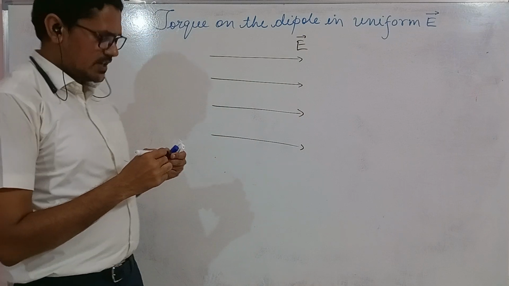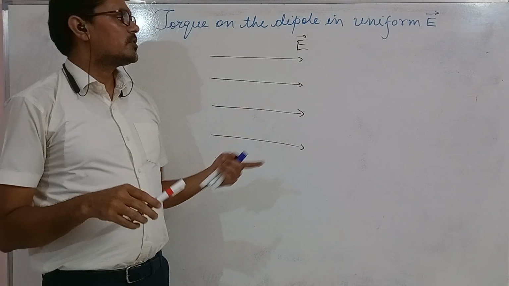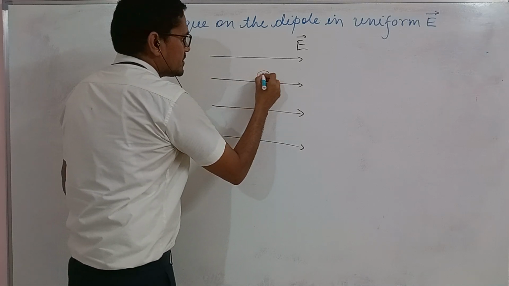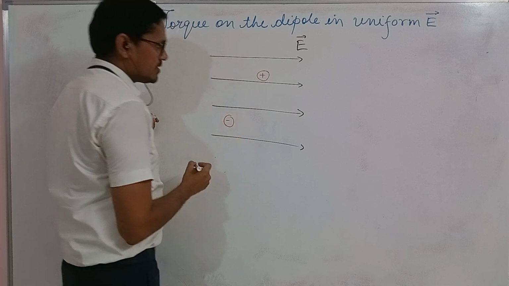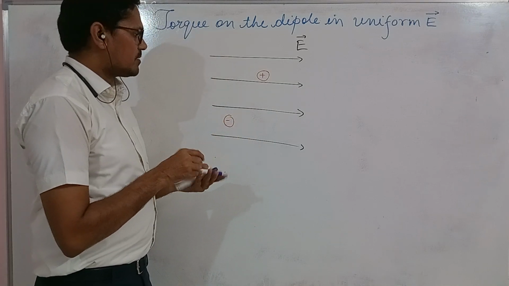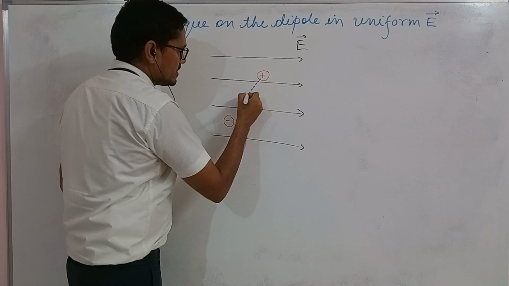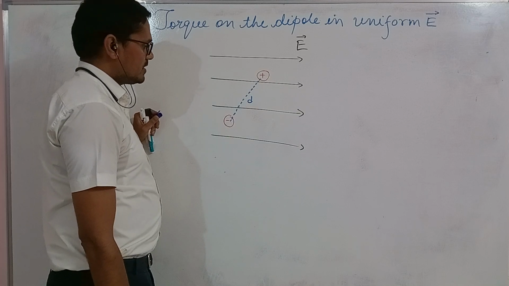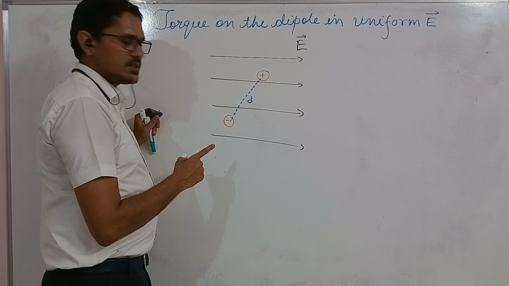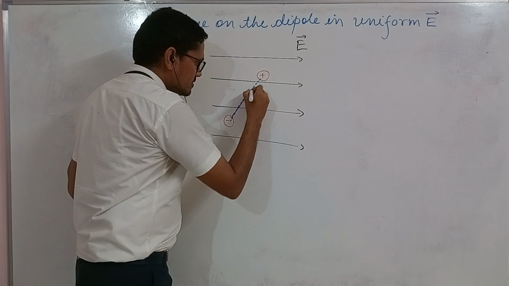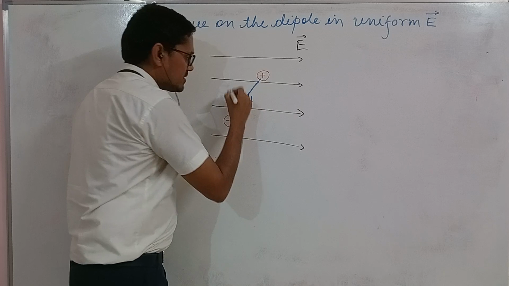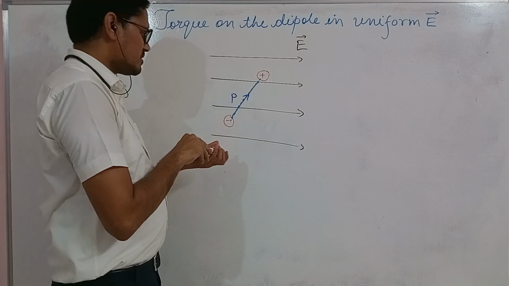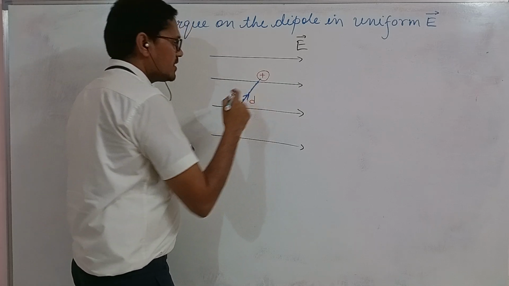And in this uniform electric field, I am keeping a dipole having equal and opposite charges kept at some finite distance. Let's suppose here we have plus Q charge and here we have minus Q charge. Now, let's suppose the distance between them is d. If you talk about the direction of the dipole moment, it is directed from negative to positive. Let's say the dipole moment is represented by P.